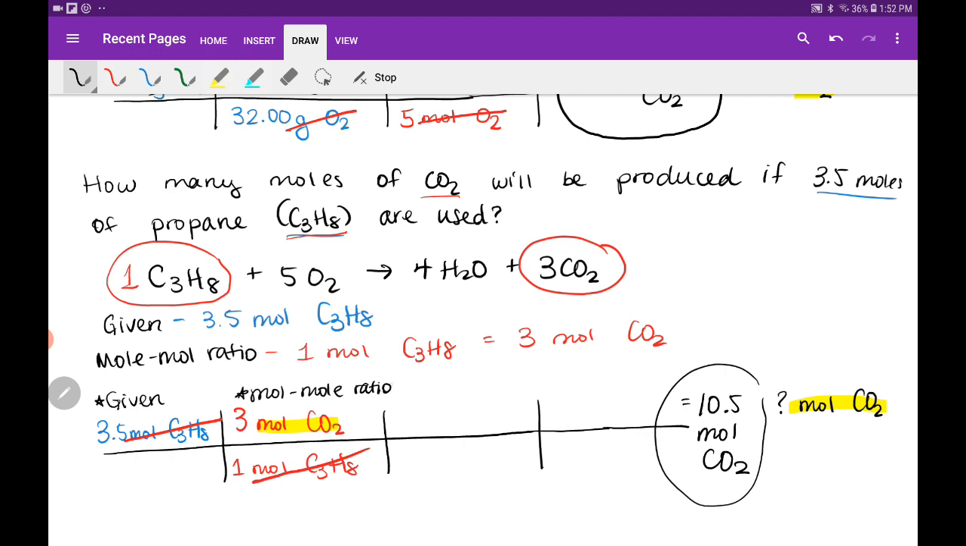So the reason that you would use a molecular weight is either to convert the given to moles, if needed for the problem, or to convert the answer to grams, if needed for the problem. And all molecular weights are always per 1 mole.